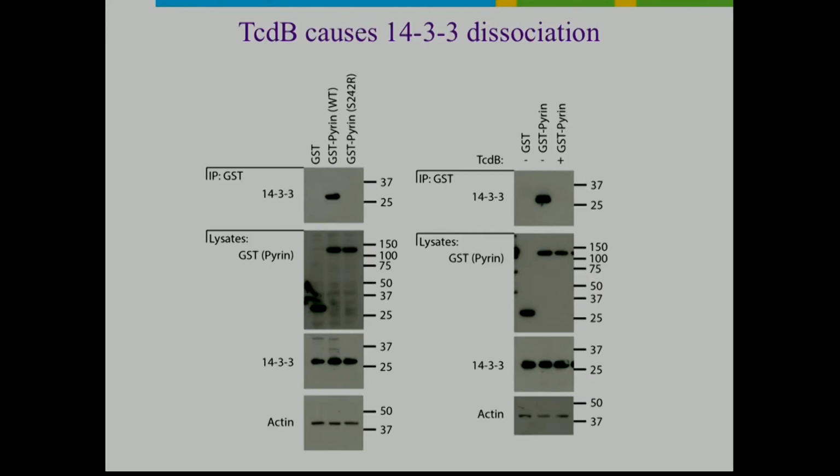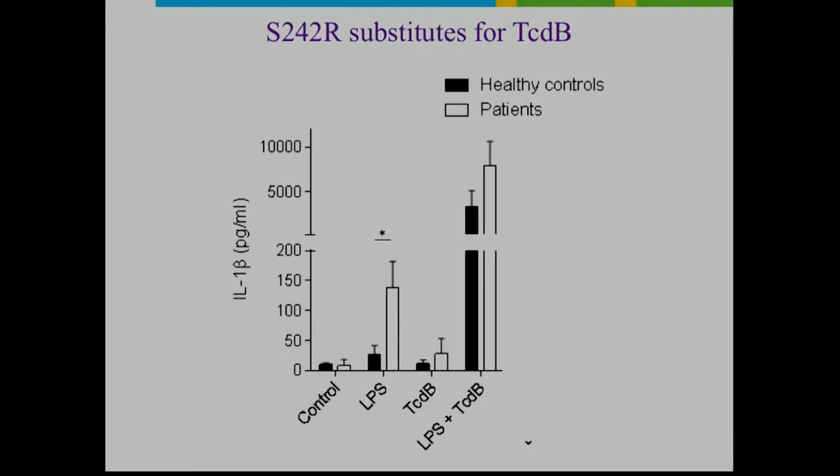TcdB to these cells, again, we're dealing with the wild-type Pyrin now, if you add TcdB, you're completely missing this 14-3-3 binding. We're also missing the phosphorylation site, but most importantly, we're missing that 14-3-3 binding, which means we've taken the safety catch off of Pyrin. Now, the effect of this is that we're going to be activating the IL-1 beta production pathway.